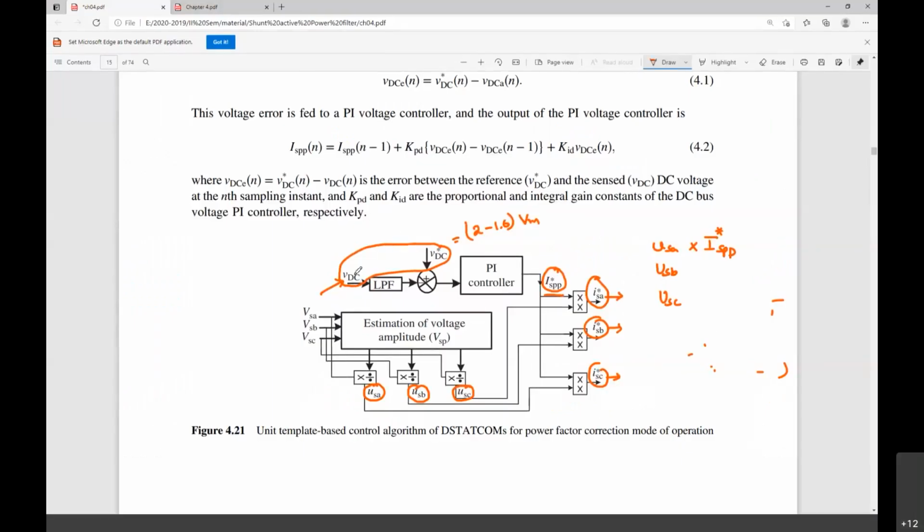If you try to observe this controller, it is especially required to maintain the VDC voltage, the DC link voltage. We are going to maintain it. The DC link is to be charged from the source. How much does it have to be charged? We have fixed the reference, VDC star. With that, it has been charged from the source only.